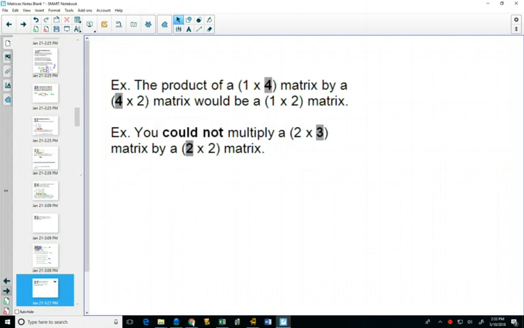So here's a couple more examples. If those middle numbers are the same, then the answer is a 1 by 2. The second one, the middle numbers are not the same, right? You couldn't multiply a 2 by 3 by a 2 by 2, but you could multiply a 2 by 2 by a 2 by 3. Does that make sense? So the order makes a difference because those middle numbers have to be the same in order for it to work.